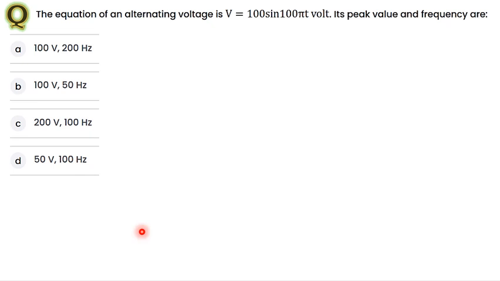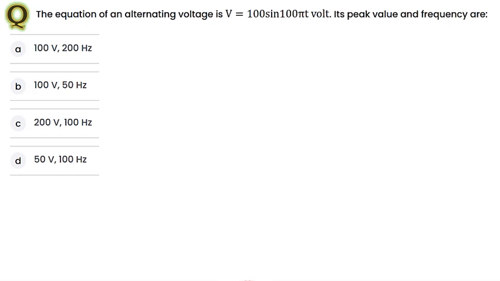problem. This one is similar to the fourth problem here. The equation of alternating voltage V equal to V naught sin omega t. They are asking about peak value and frequency. In the fourth problem, they are asking about RMS voltage. That is the only difference. Even they asked the frequency only. The similar one I just mentioned here.